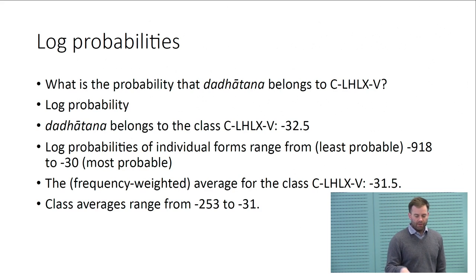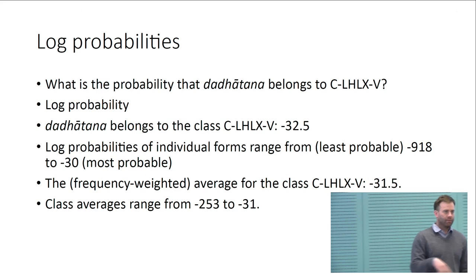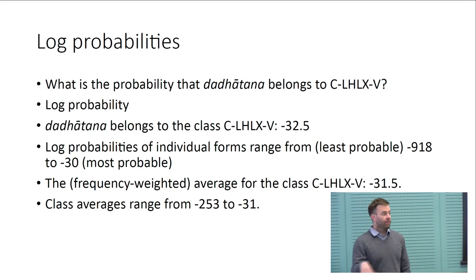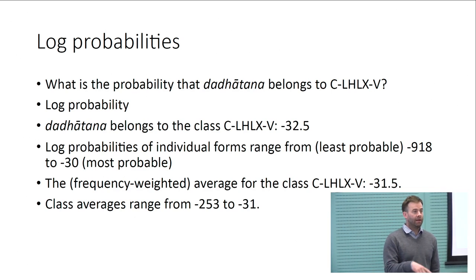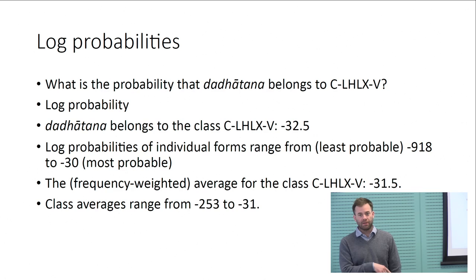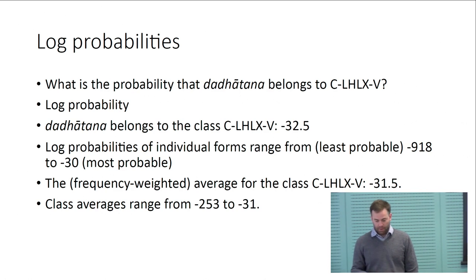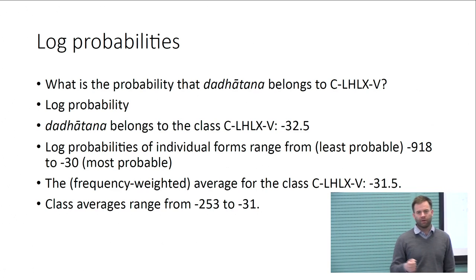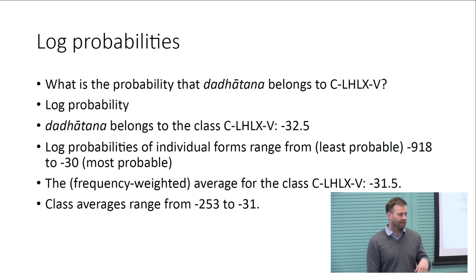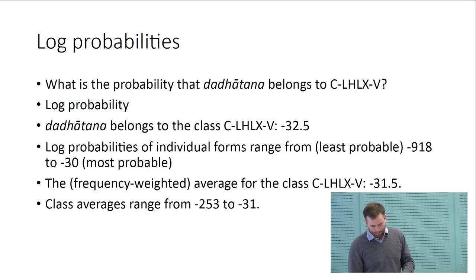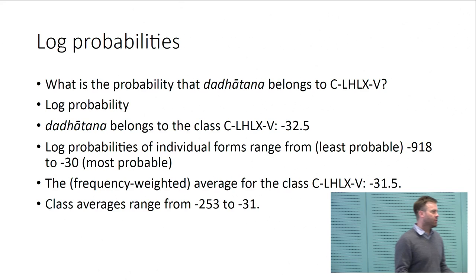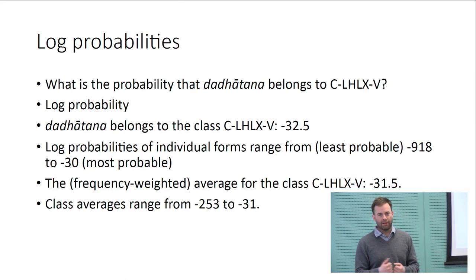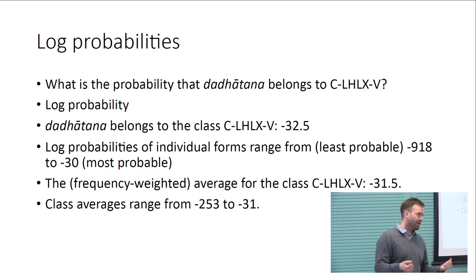So we could say something like, what's the probability that the dhatana, expressed as a vector, belongs to the class of light, heavy, light, X items that are shaped the same way minus the dhatana? And so we'll get a probability value, and those will all be very small, so we'll just take the log of them so that they're easier to work with, and you don't have things like 0.0001345 or something like that. And so obviously when you see something like -32.5, that doesn't mean anything until you put it relative to the other log probability values that you're coming up with.